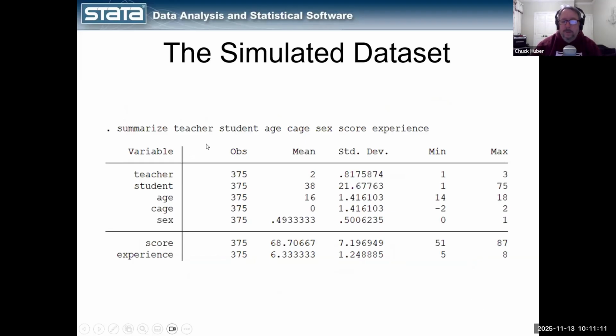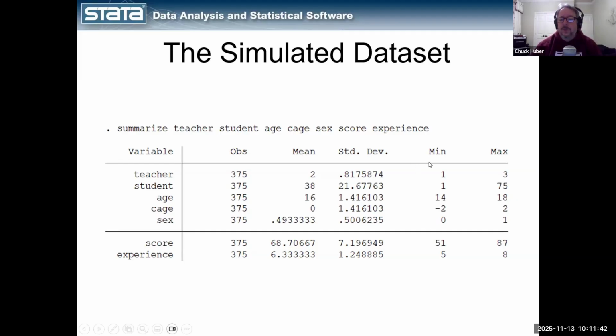If I were to look at summary statistics for these variables, I can see that there are 375 students. We'll come back to the number of teachers later. The main thing I'm looking for here is the number of observations, and I don't have any missing data. And that's the main thing I look at when I do these summaries, which variables have any missing data, if they do. This is simulated data, so why make my life difficult? I simulated complete data, so we don't have to deal with multiple imputation or anything like that.